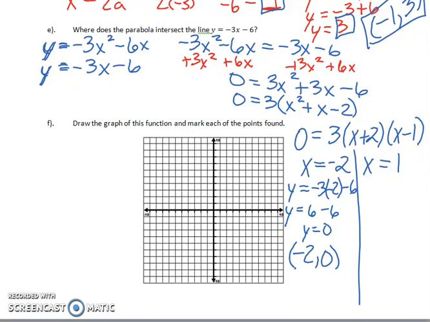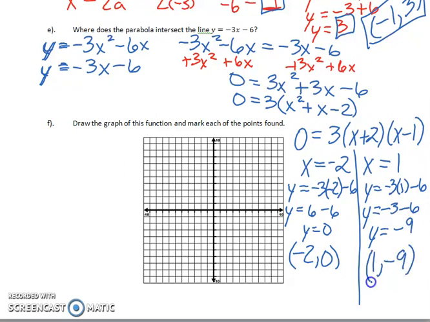Then I've also got my x equals 1. So I'm going to go y equals -3 times 1 minus 6. Gives me y equals -3 minus 6. Y equals -9. So that means the point 1, -9 is also where it intersects. So these are my 2 answers to part E. Okay? Then it says draw a graph of this function and mark each of the points found.